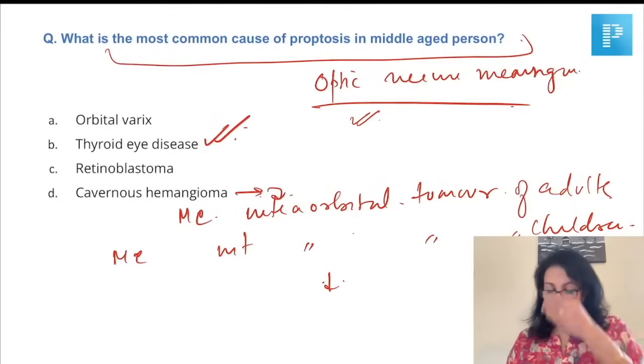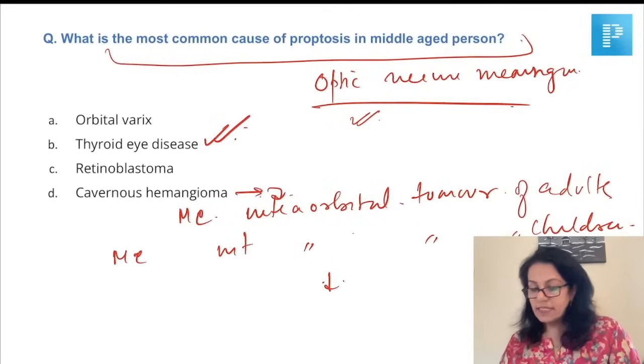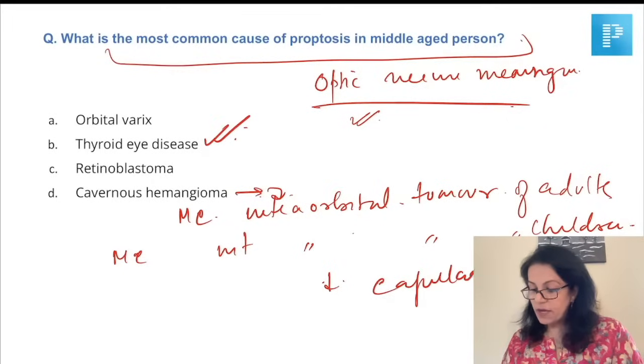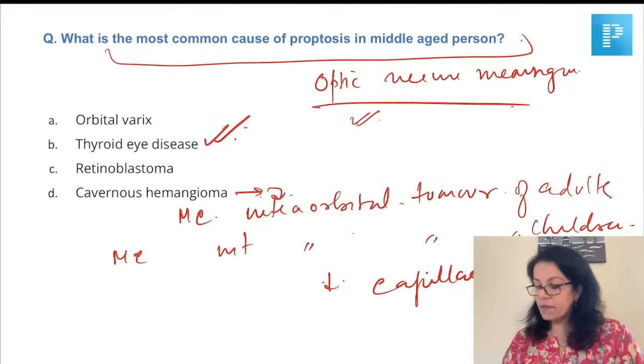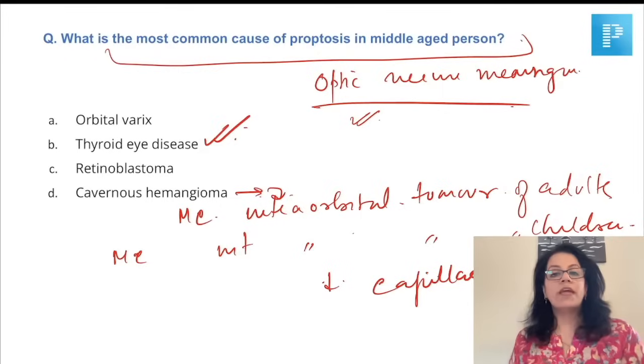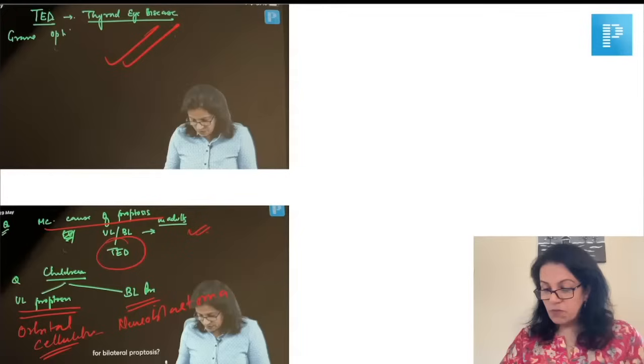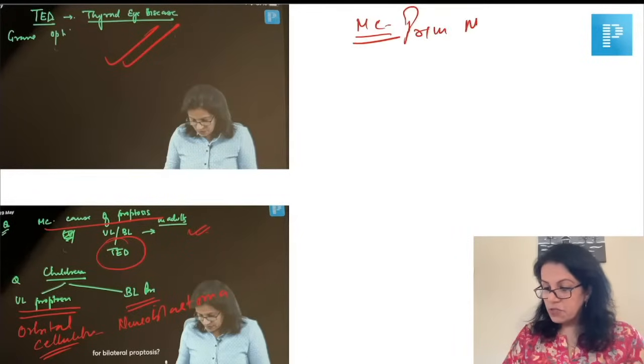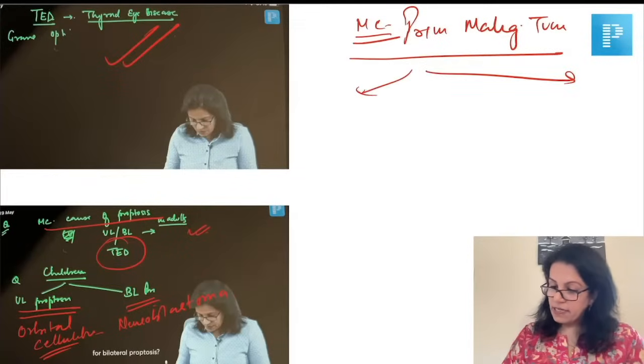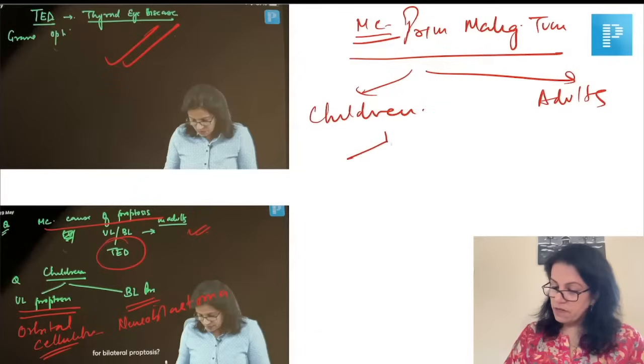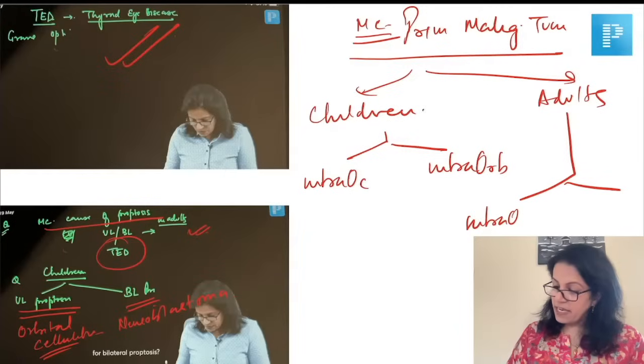So here, what will you answer? Earlier we used to answer dermoid cyst, but now we answer capillary hemangioma. The latest edition of Khurana says it is capillary hemangioma. When you talk about malignant, most common primary malignant tumors, you can write it the way I'm writing. Now this is for children and adults. For children, most common intraocular or intraorbital. This is the way if you learn, you will learn it nicely.